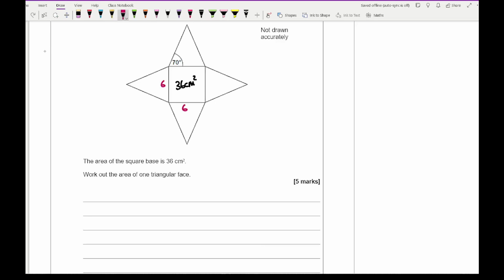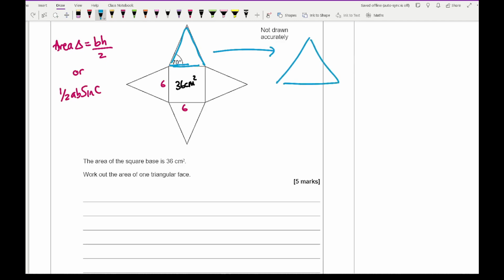So then if I take this triangle, now the area of a triangle is either going to be base times height divided by 2, or a half ab sin C. So let's take this triangle here and just take it out of context again. So this is 70, this is 6. Now if I halve that triangle, then this side here is going to be 3. And what I'm wanting to know is to work out what the height of that triangle is.